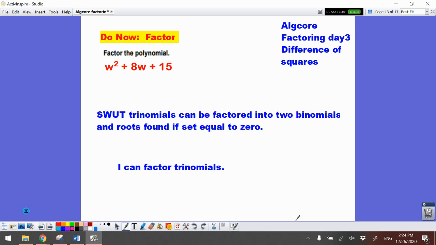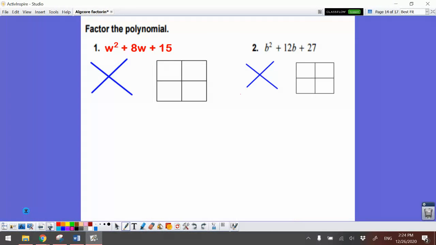Okay, so today we're going to focus in on how do we factor binomials using the Xbox method, and we're going to do some solving also. But let's go ahead and start out by factoring this first polynomial, this first couple. So w squared plus 8w plus 15, and b squared plus 12b plus 27. So go ahead and hit pause and use your process and go ahead and solve.